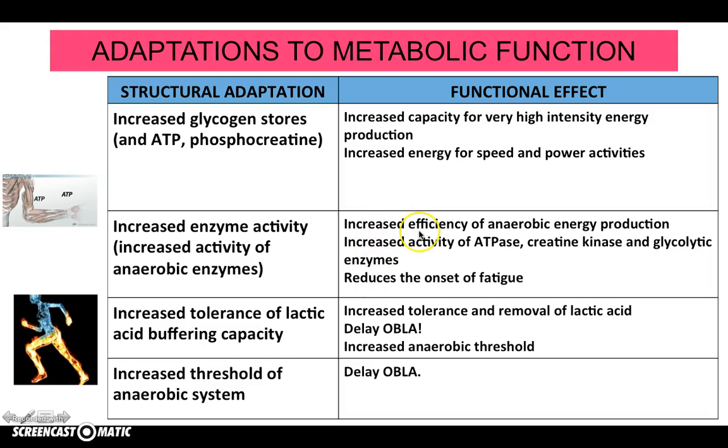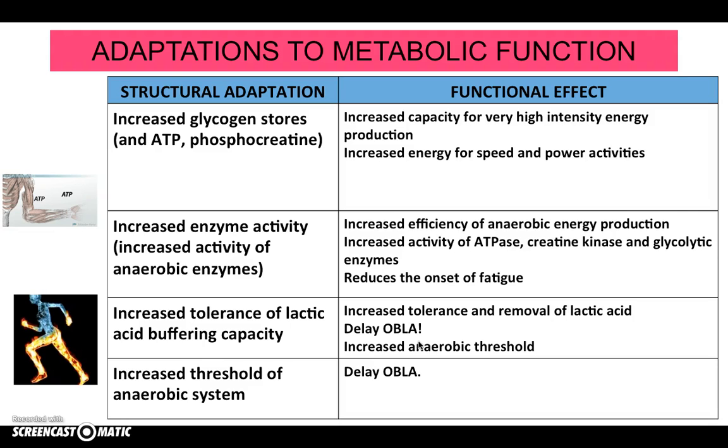This means we have an increased efficiency of anaerobic energy production. This also reduces the onset of fatigue. Again, increased tolerance of lactic acid and buffering capacity. That's the structural adaptation. What does this mean? Increased tolerance and removal of lactic acid. Why is that good? It means we can perform for longer when we actually have lactic acid.